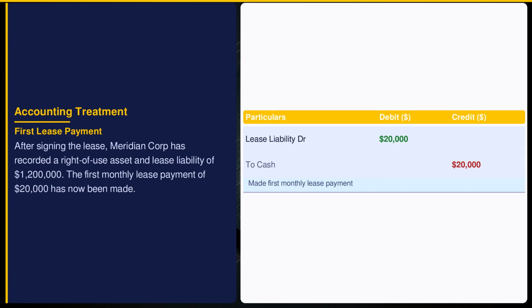The initial lease payment reduces the lease liability by $20,000, reflecting Meridian's obligation towards the lessor. AASB 107 mandates recognizing this outflow, as it decreases cash while fulfilling part of the lease liability. Meridian's cash flow statement will show this payment, impacting both the balance sheet and cash flow statements.